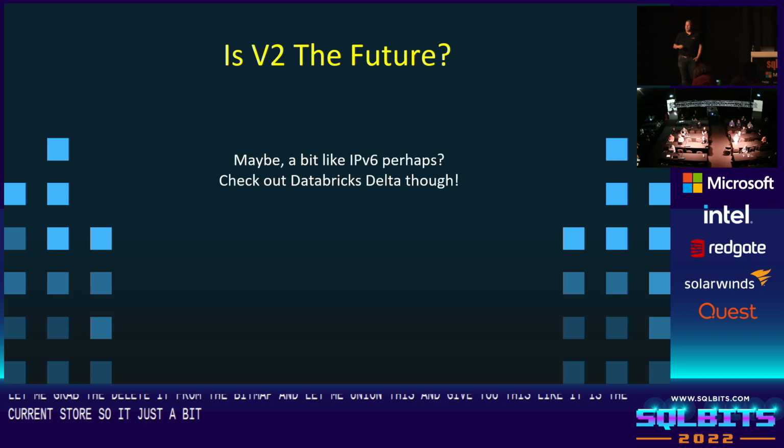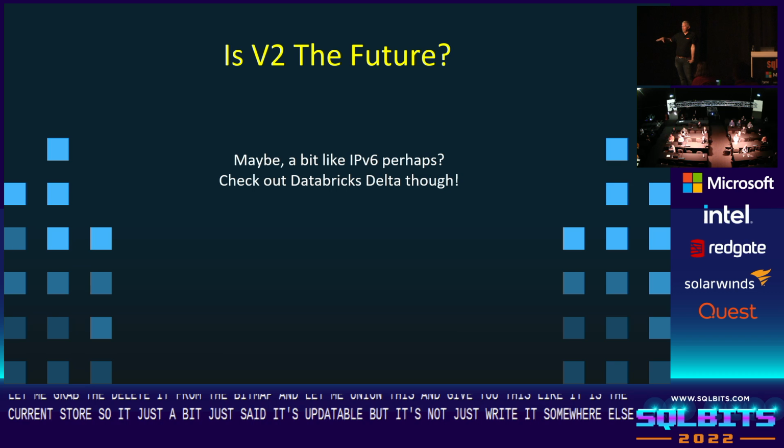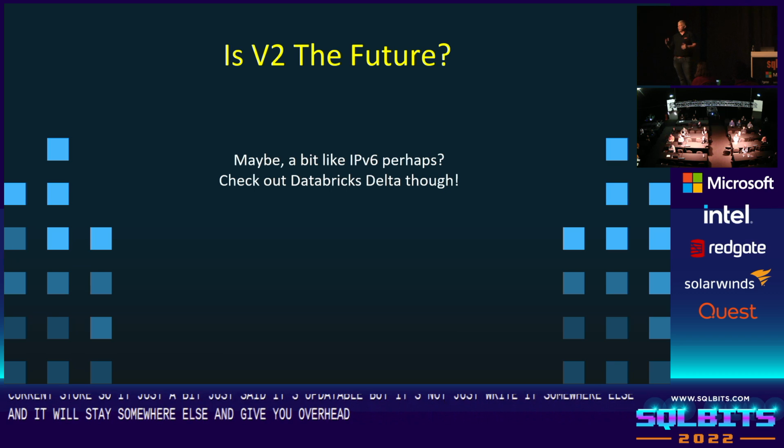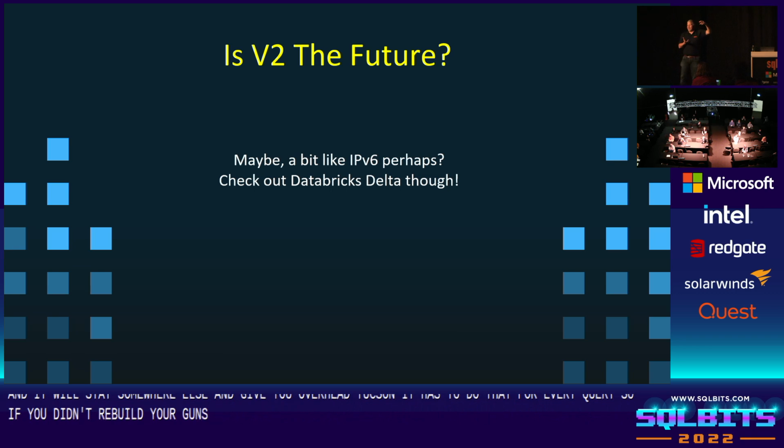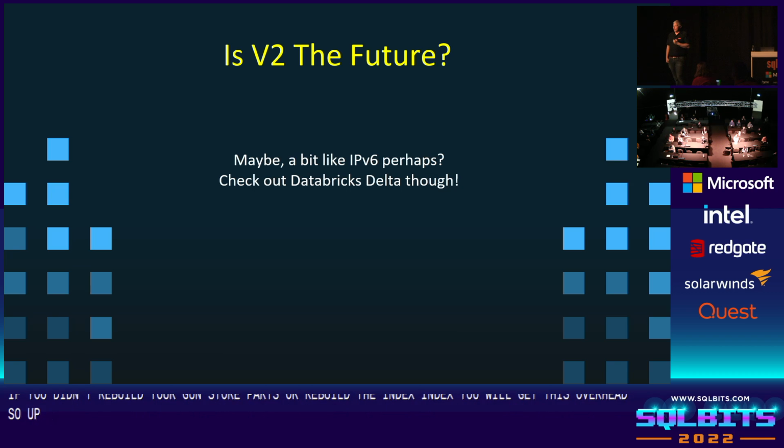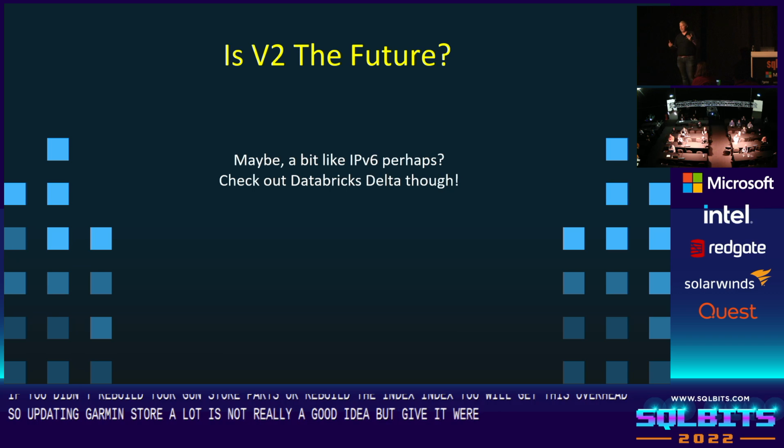It just says it's updatable, but it's not. It just writes it somewhere else. And it will stay somewhere else and give you overhead. So it has to do that for every query. So if you didn't rebuild your column store parts or rebuild the index, not an index, you will get this overhead. So updating column store a lot is not really a good idea. It works, but it doesn't give you a good performance.